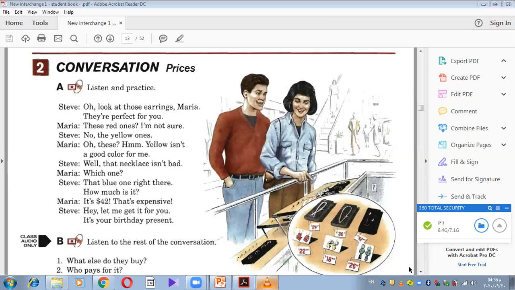Steve, come and look at this tie. What do you think? It's a nice tie, but look at the price. $25. Oh, that's not bad. And I want you to have it. Let me get it. Okay, sure.